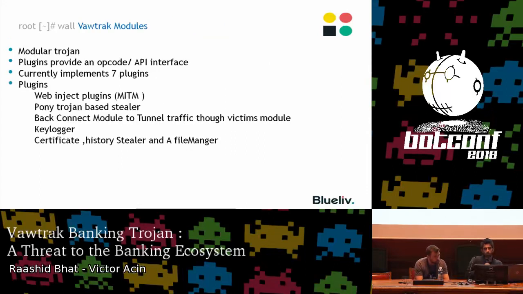So Vawtrak basically comes in the form of a single binary, and later on the plugins are downloaded from the command and control server. So yes, it is a modular Trojan, and each of the plugins provides an API interface in order to communicate with them or to expose the functionality.